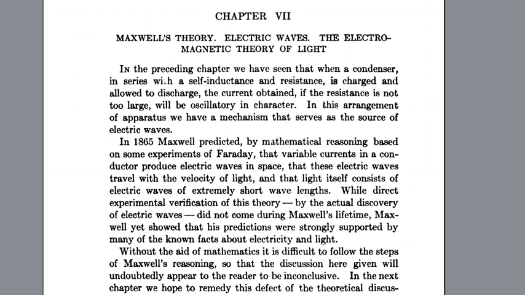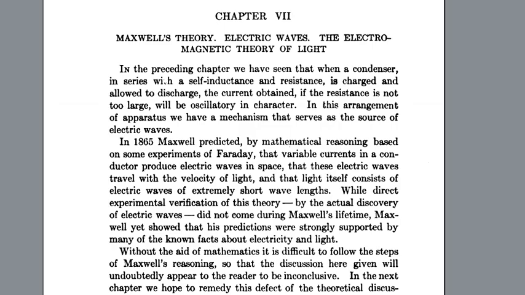Maxwell's theories, the electromagnetic theory of light. In the preceding chapter, we have seen that when a condenser in series with a self-inductance and resistance is charged and allowed to discharge, the current obtained, if the resistance is not too large, will be oscillatory in character. In this arrangement of apparatus, we have a mechanism that serves as the source of electric waves.